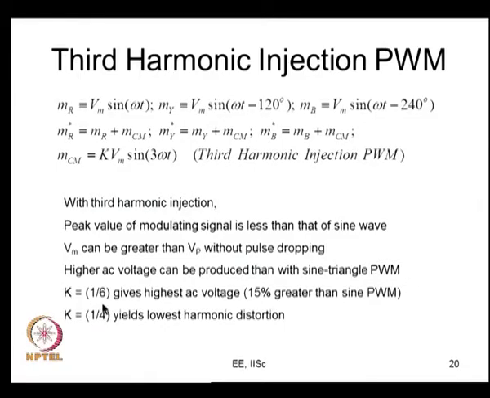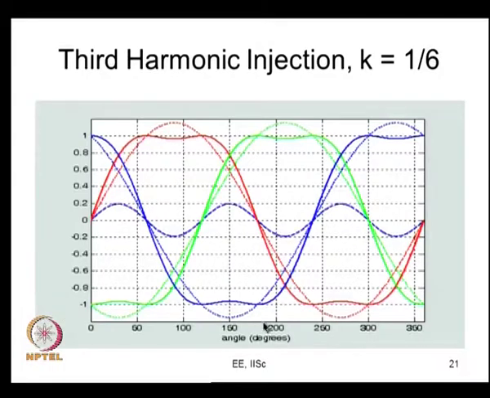So, k equals 1 by 6. If you take this k to be 1 by 6, that is the amplitude of the third harmonic is 1/6 that of the fundamental, you get the highest possible AC voltage, which is 15% greater than sine triangle, and k equals 1 by 4 yields the lowest harmonic distortion. So, this is the 1 by 6 which has been illustrated here. Actually, it is about 2 by root 3 times V peak, and with the common mode added, you can see that your modified common mode M R star just touches 1, it does not go beyond 1.